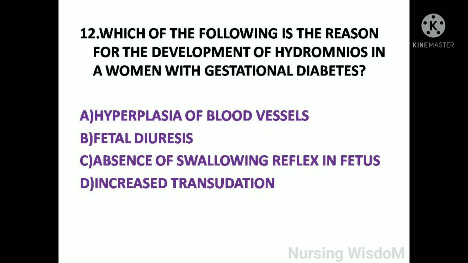Next question: which of the following is the reason for the development of hydramnios in a woman with gestational diabetes? Option A, hyperplasia of blood vessels. Option B, fetal diuresis. Option C, absence of swallowing reflex in fetus. Option D, increased transudation.